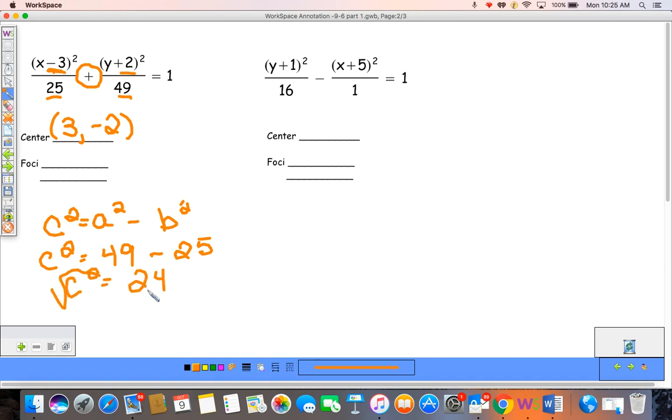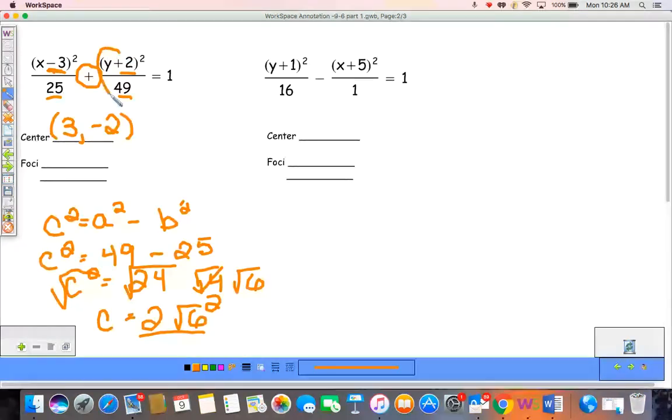We're going to take the square root of that, and then simplify that. So that's square root of 4 times square root of 6. So we get c is equal to square root of 4 is 2, so that's 2 square root of 6. Now, the question is, what do I do with that 2 square root of 6? I'm going to add it to either my 3 or my negative 2. Which one is it? Well, in this case, it's going to be the negative 2, the y coordinate, because notice the y has the larger number on the denominator.